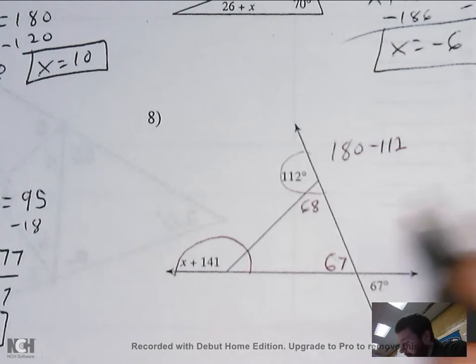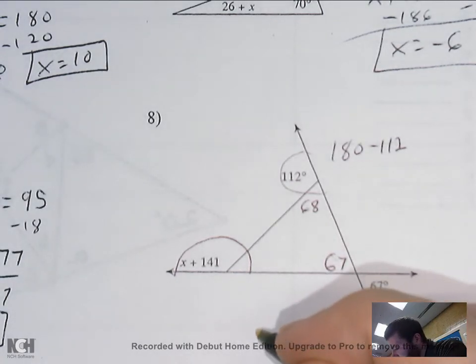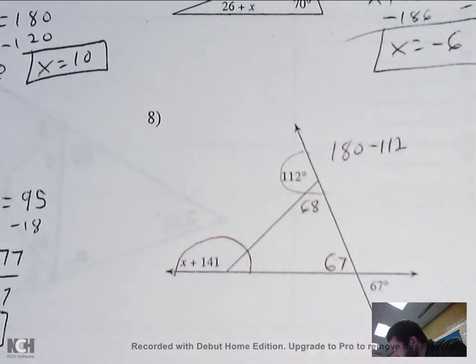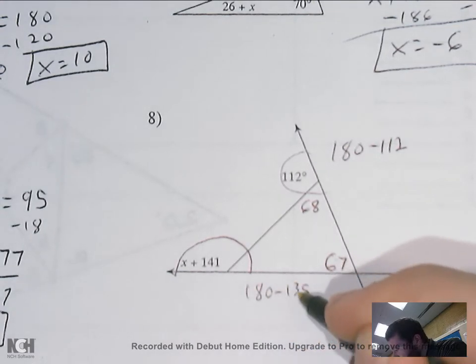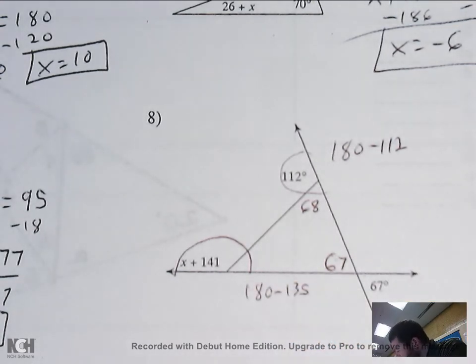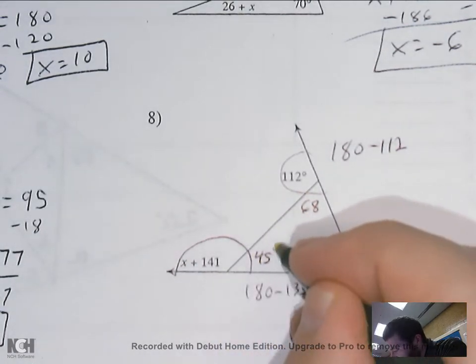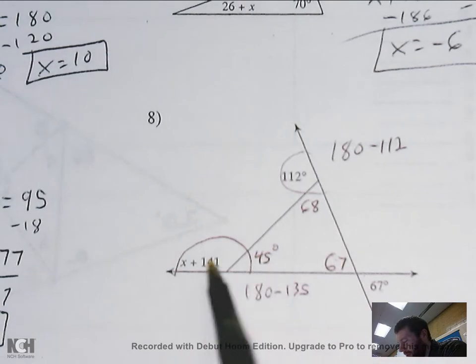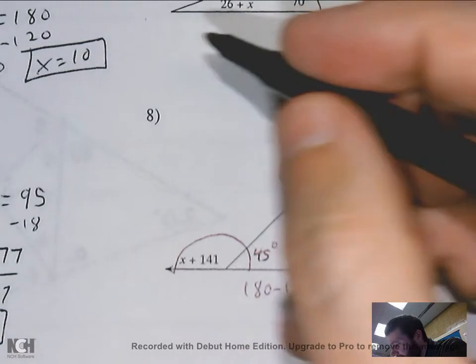Then I can use those two to figure out this angle. So it would be 68 plus 67 is 135. So 180 minus 135 is 45 degrees. And then those two together add up to 180, right? Because they're supplemental. So that's my equation.